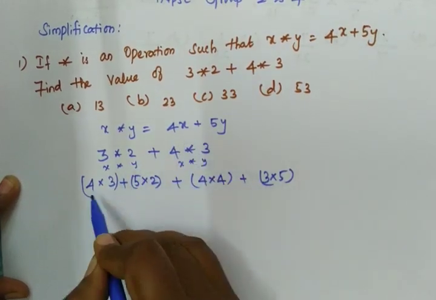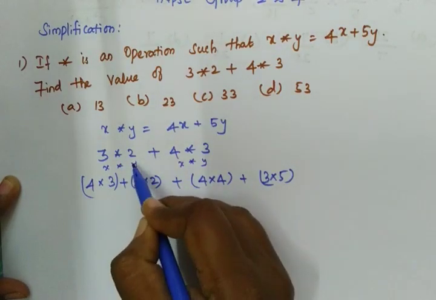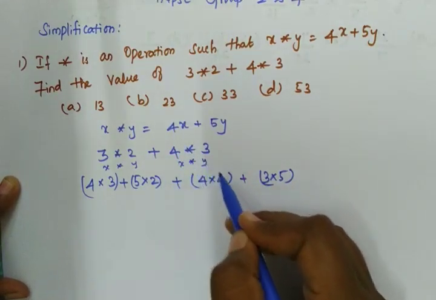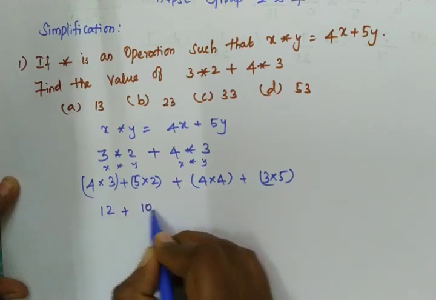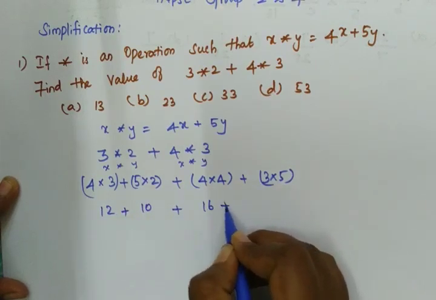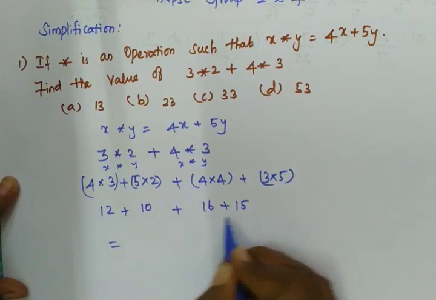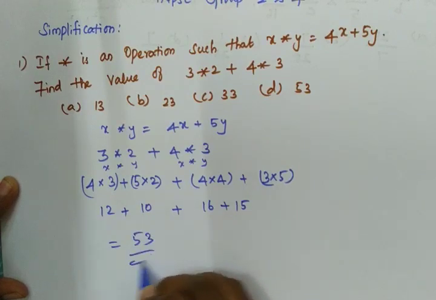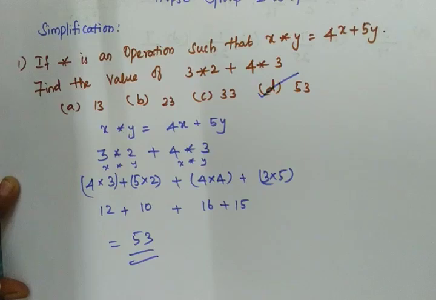So what is x here? 4 into 3. Y is 2 into 5. And here again 4 into 4 plus 5 into 3. So 4 3s are 12 plus 5 2s are 10 plus 4 4s are 16 plus 5 3s are 15. Hence the total value is 10, 20, 30, 40, 51, 53. So this is the answer. Hence the option D is correct. This is our first question.